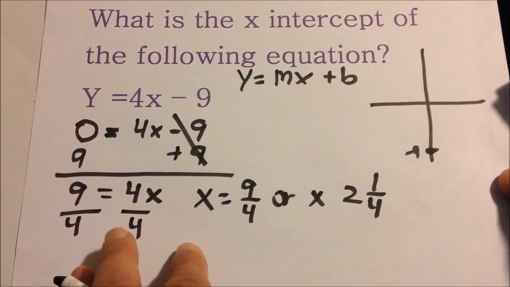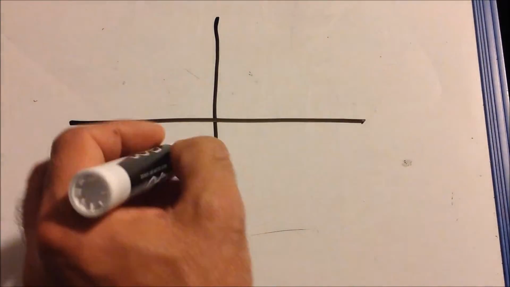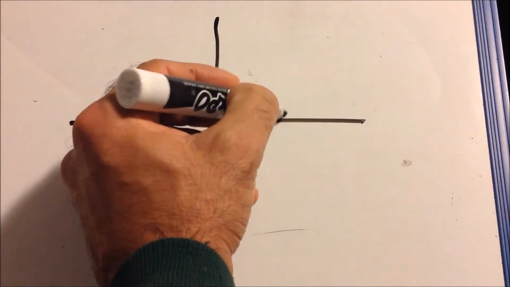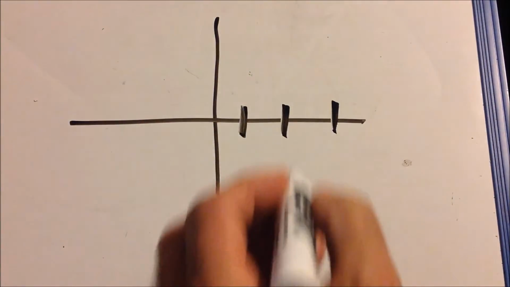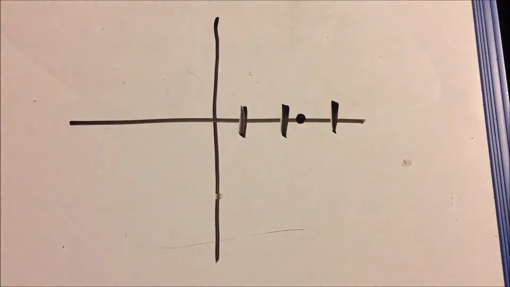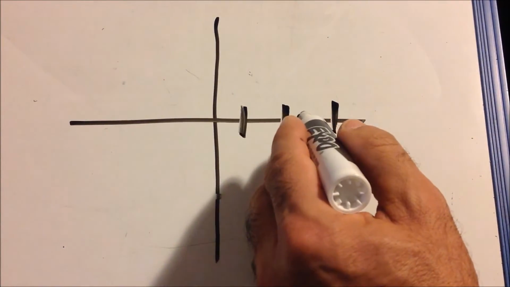So if we look at this now on a grid, let's make a grid here. We have the x and we have the y. So we know that x, here's 1, here's 2, here's 3. So let's say about right here is 2 1/4. There's our x. That's where the line's going to cross the x there.